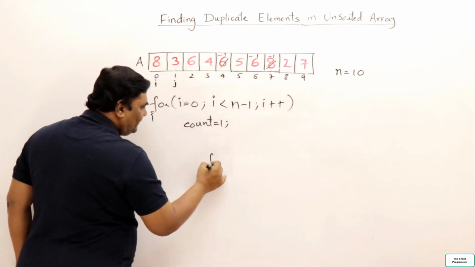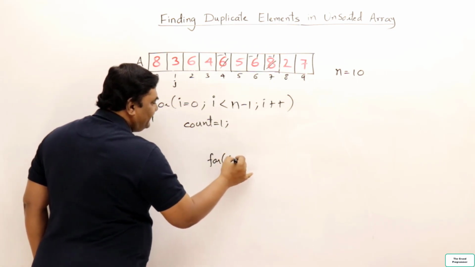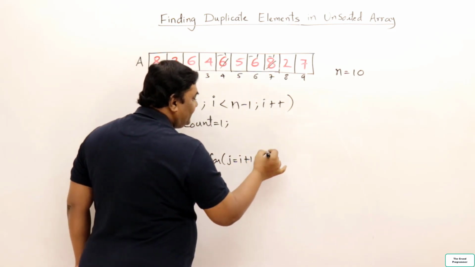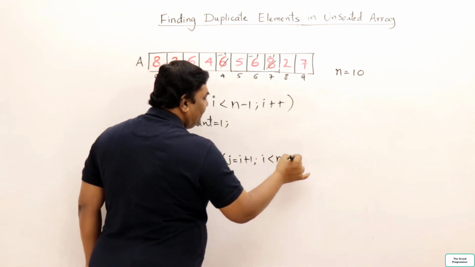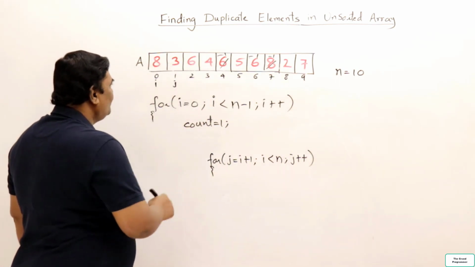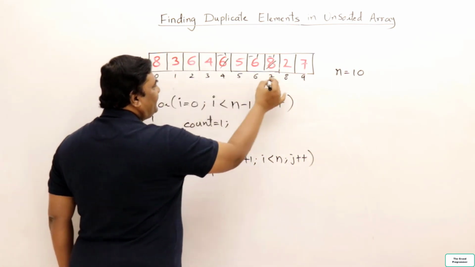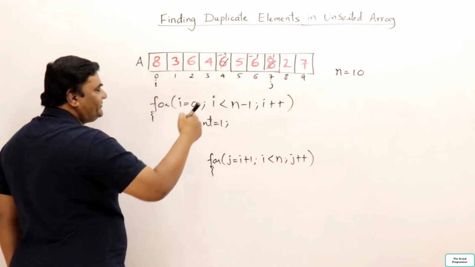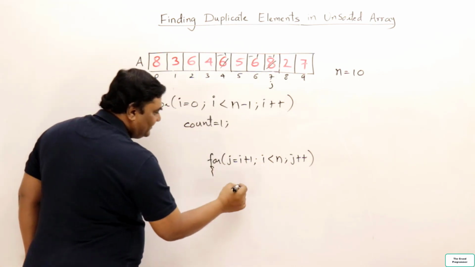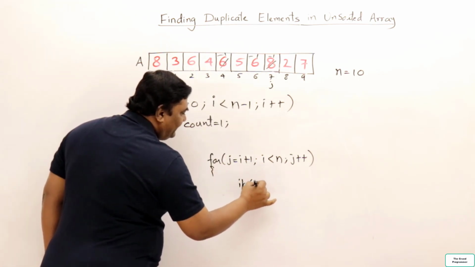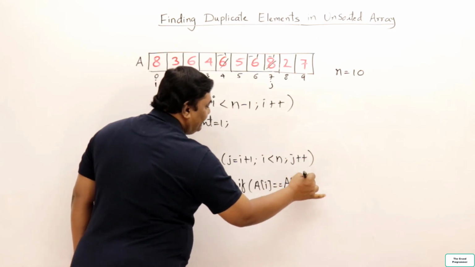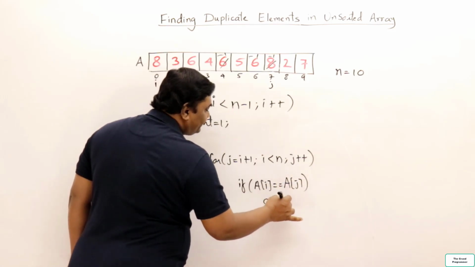So I will take one more for loop for this J, that is J assigned I plus 1, the next element of I, and it should go till the last element, so it should be less than n and j plus plus. Then what I should do: for 8, if I have reached here, the element is matching. So I should compare this element with this one, and if they are matching, I should increment count. So here I will write if a of I is equal to a of j, then I should do count plus plus.